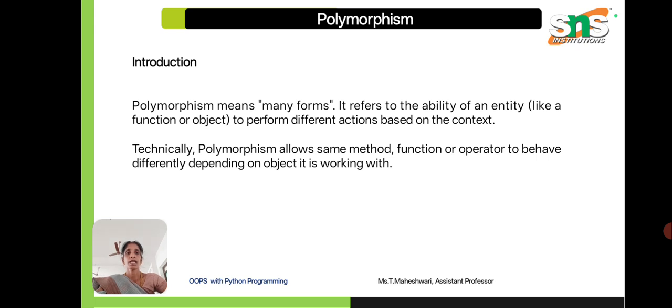That is categorized into two types. Technically, polymorphism allows the same method, function, or maybe an operator to behave differently depending on which object is working with it. So this is what polymorphism is.